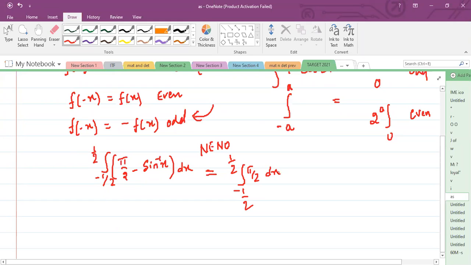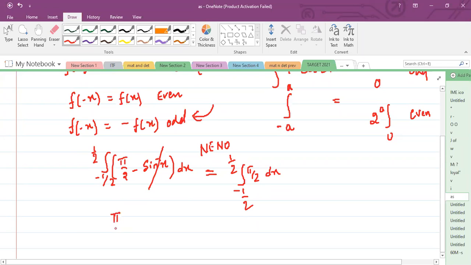While calculating this in the rough space, you should not write the dx and everything. Even if I'm solving this problem, I will not write the integration of sine inverse of x as 0 also, because the integration of sine inverse x from minus 1 by 2 to 1 by 2 will be 0, because it's an odd function. Therefore, we only remain with pi by 2.